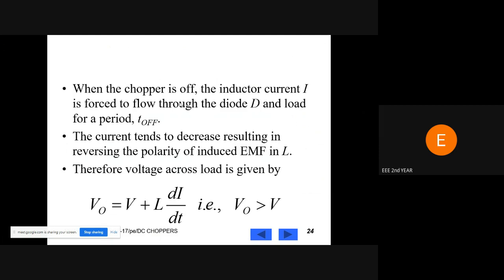The current tends to decrease, resulting in reversing the polarity of the induced EMF in the inductor. Therefore, the voltage across the load, which is noted as V naught, is equal to V plus L into di by dt, that is, V naught is greater than your V.